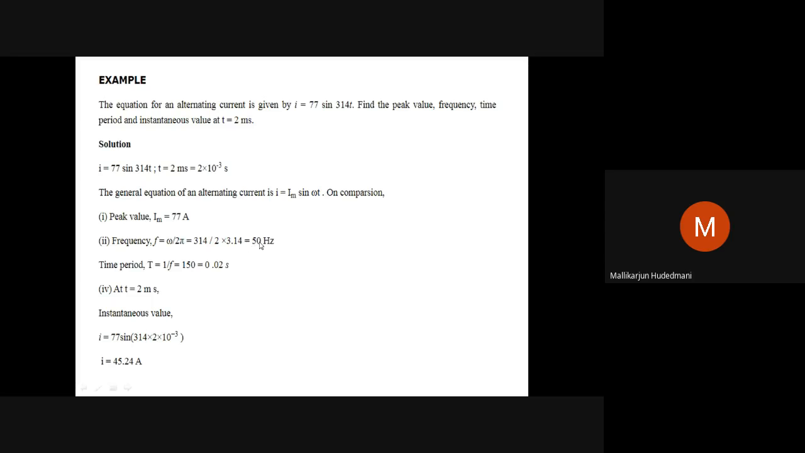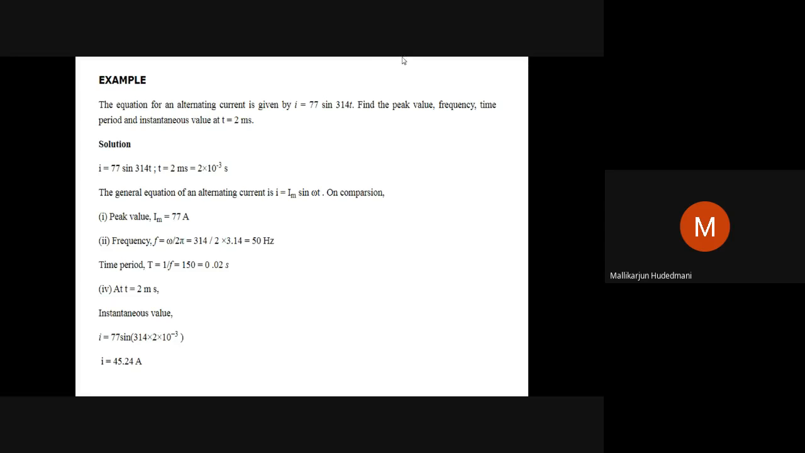If that is a 50 hertz wave, how much time will it take to complete one cycle? Time period is 1 divided by frequency. I will utilize this relationship. The frequency is 50, so 1 by 50 gives me the time period, which is 20 milliseconds or 0.02 second. This is how we can simply confirm this simple example.